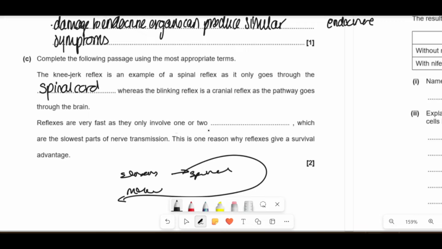Reflexes are very fast as they only involve 1 or 2 synapses, which are the slowest parts of nerve transmission. This is the reason that reflexes give a survival advantage. So clearly, the other thing that's limiting speed is whatever's between each of the action potentials, connecting sensory and motor neurons, which is the synapse, where neurotransmitters have to diffuse across, and that's what slows things down.